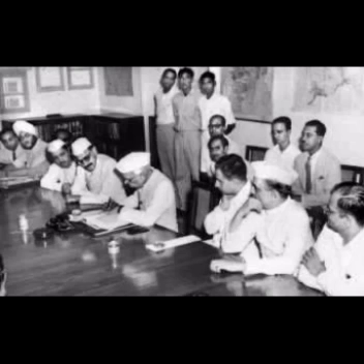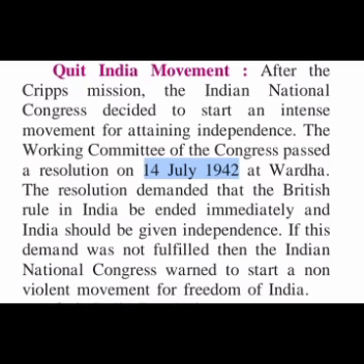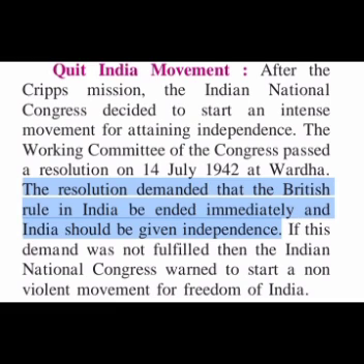The working committee of the Congress passed a resolution on 14 July 1942 at Wardha. What was this resolution? The resolution demanded that the British rule in India be ended immediately and India should be given independence. And if this demand was not fulfilled, then the Indian National Congress warned to start a non-violent movement for freedom of India.